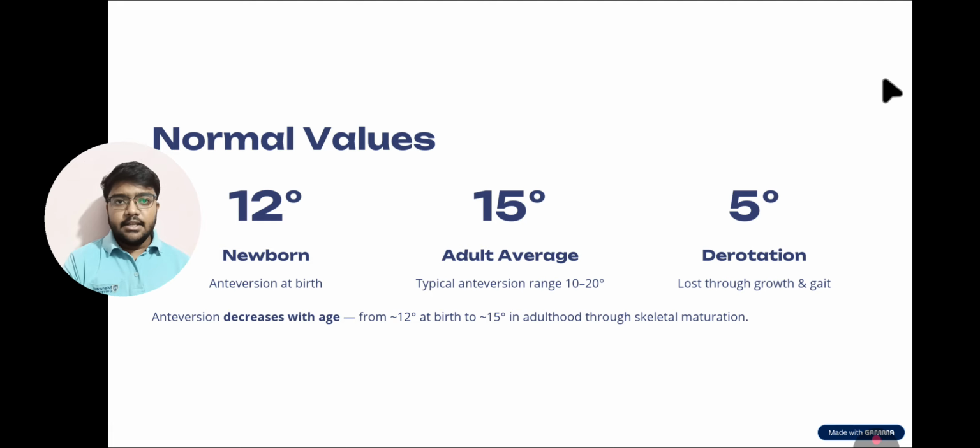In each individual, it varies from degree to degree. In a newborn, anteversion at birth is 12 degrees, and the adult average is normally 15 degrees. The typical anteversion range is 10 to 20 degrees, and at the lowest, through gait and growth, it is 5 degrees. Anteversion decreases with age, from 12 degrees at birth to 15 degrees in adulthood, through skeletal maturation.